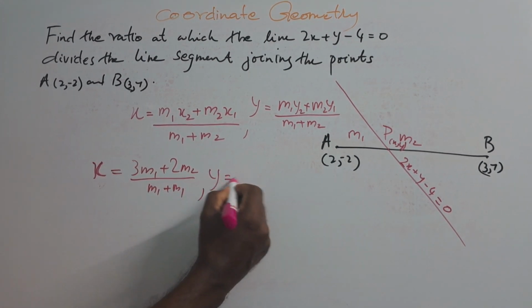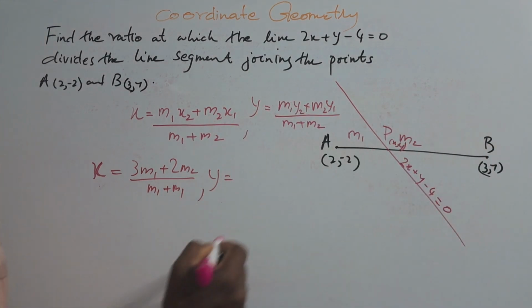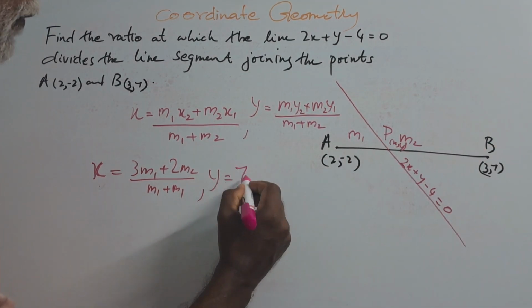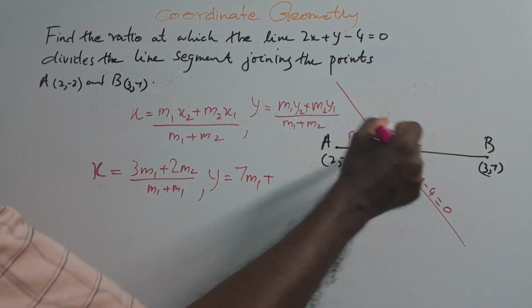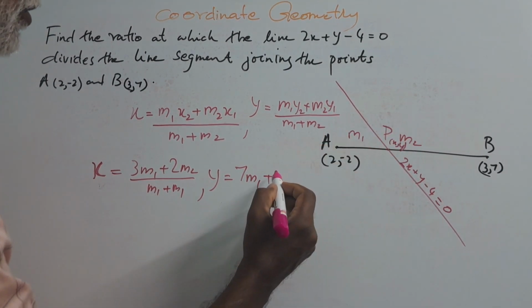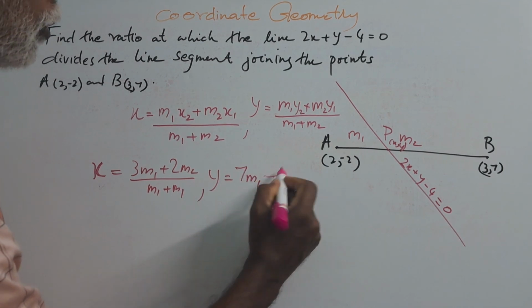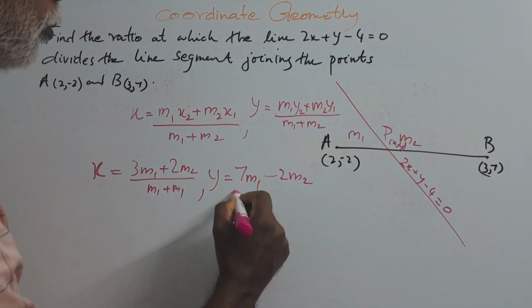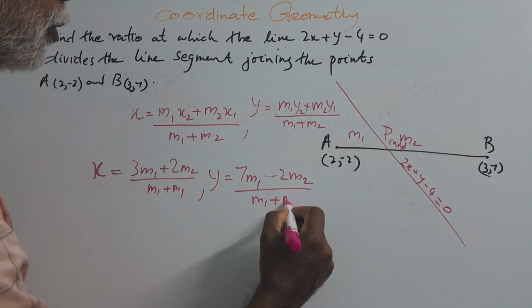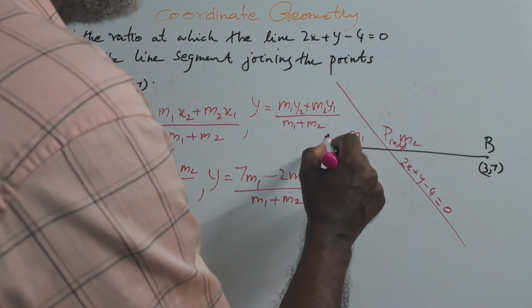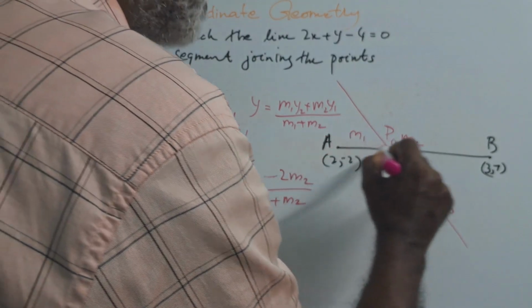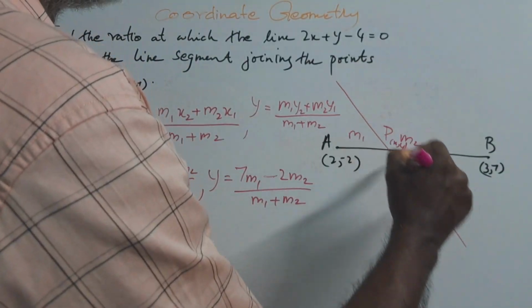Similarly, y is equal to m1 into 7, 7m1 plus m2 into minus 2, minus 2m2, by m1 plus m2. These are the coordinates of x and y. This point P is a common point of the line segment and also of the line.